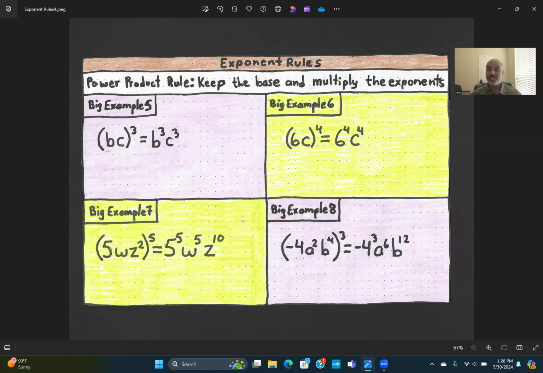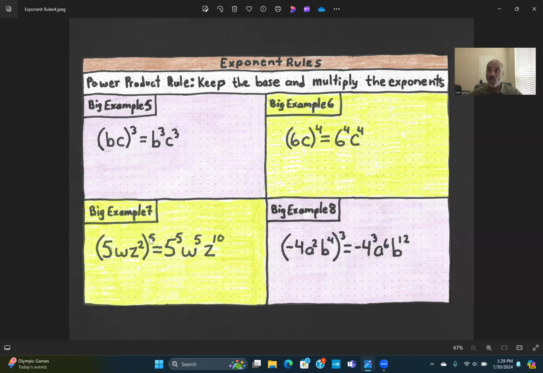And let's dig ourselves into big example 7. Let's kind of focus in on this one, because we're just taking it a little step higher each time. And so let's say we have the quantity of 5wz raised to the second power. So I'm just going to repeat that. We have 5 times w times z raised to the second power. All this right here, this quantity right here raised to the fifth power.